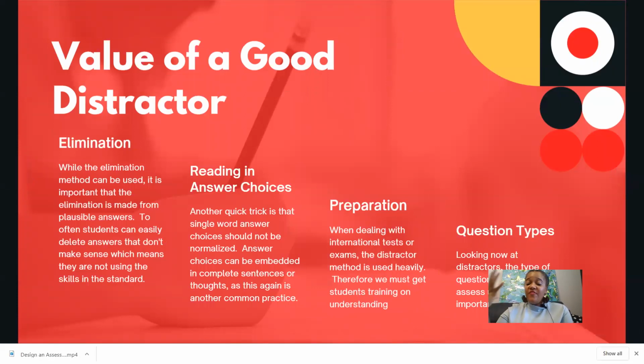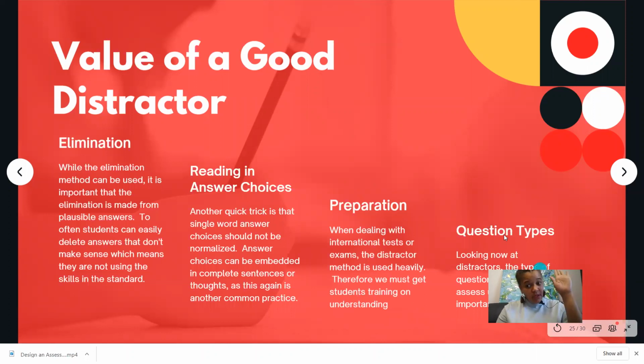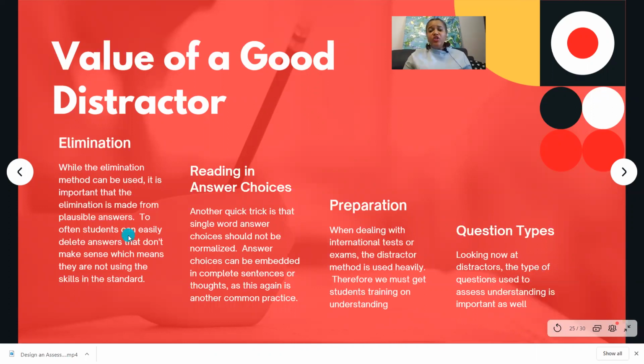So what is the value of a good distractor? Well, it takes away the option of elimination, because a lot of people, me included, actually used a lot of elimination tactics in order to find the correct answer. In fact, you do. I know it's not this. I know it's not this. So I decide between two. And that's still a very smart testing practice, and it should be done.